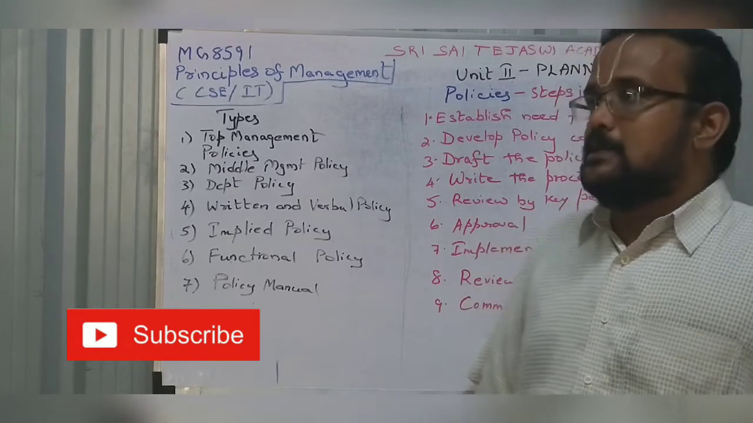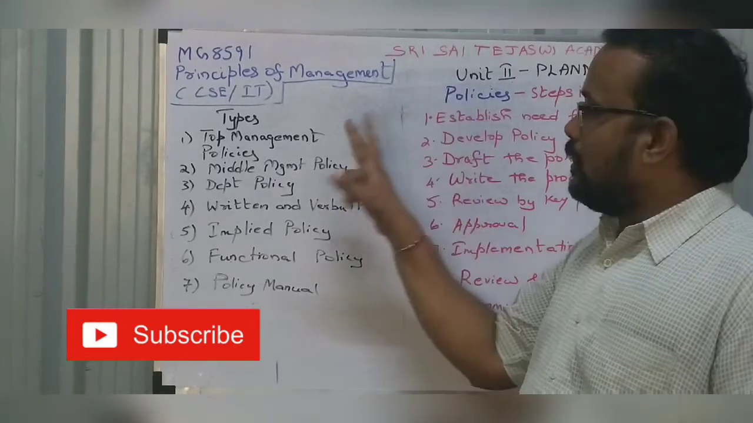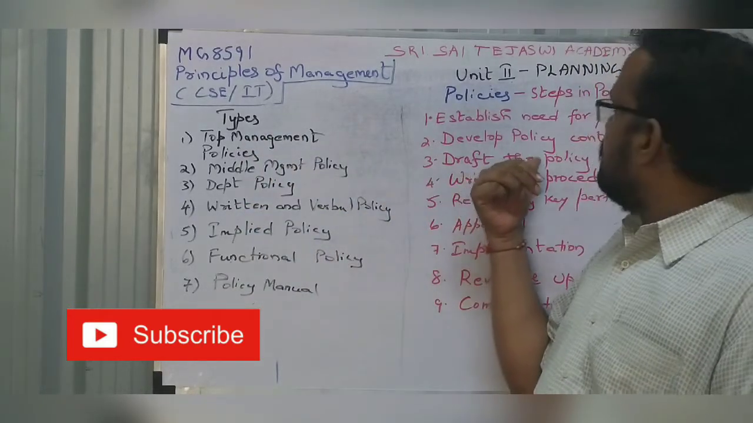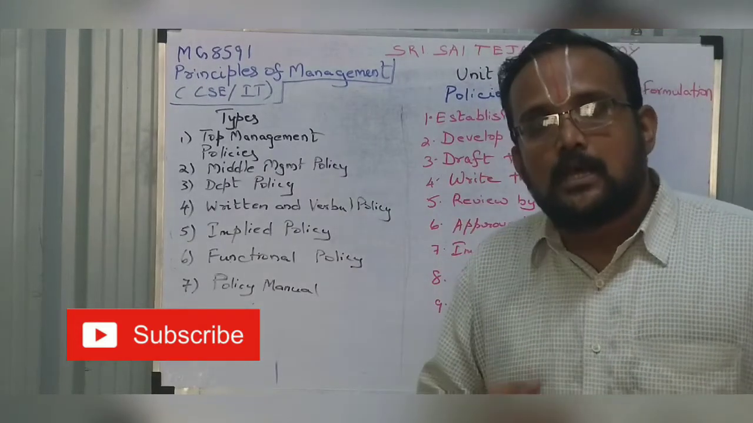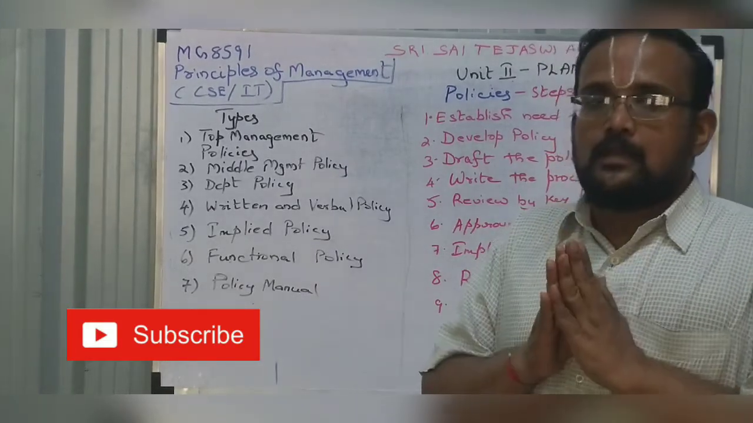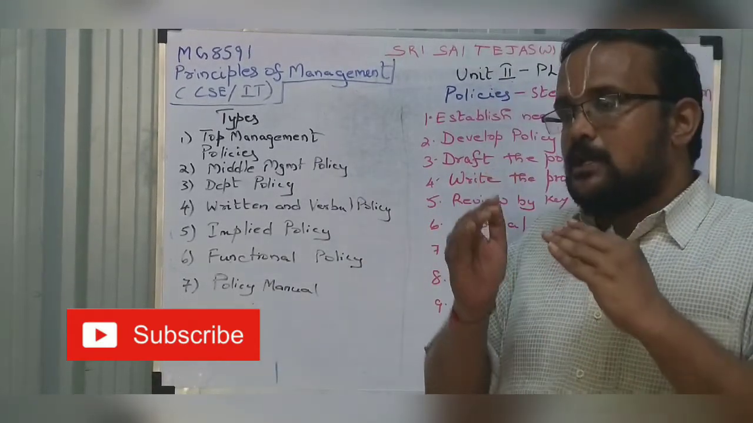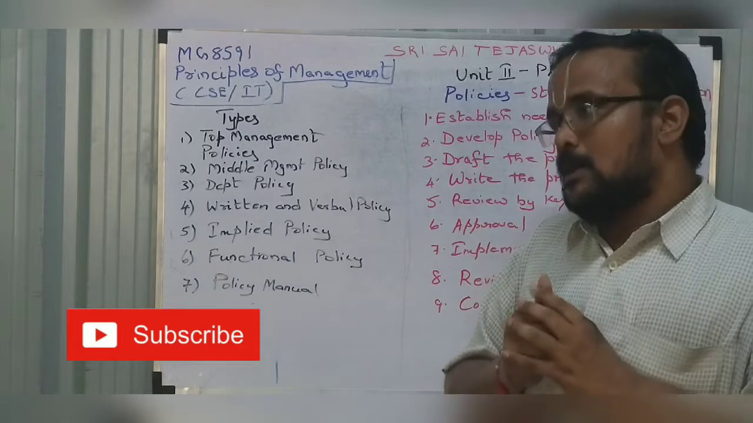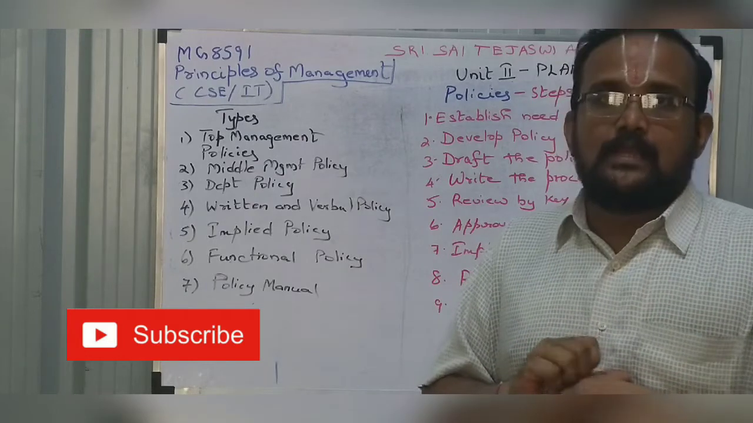Now let us continue and see about the policies in management. So policies, we are going to see under two topics, types and steps in formulation. So now let us try and understand first what is policy. Policy is the framework under which decision making is carried out. As managers, one is expected to take decisions at various levels, top, middle, bottom. So what are the guidelines? How has he to take the decision? What factors has he to consider when taking the decision?